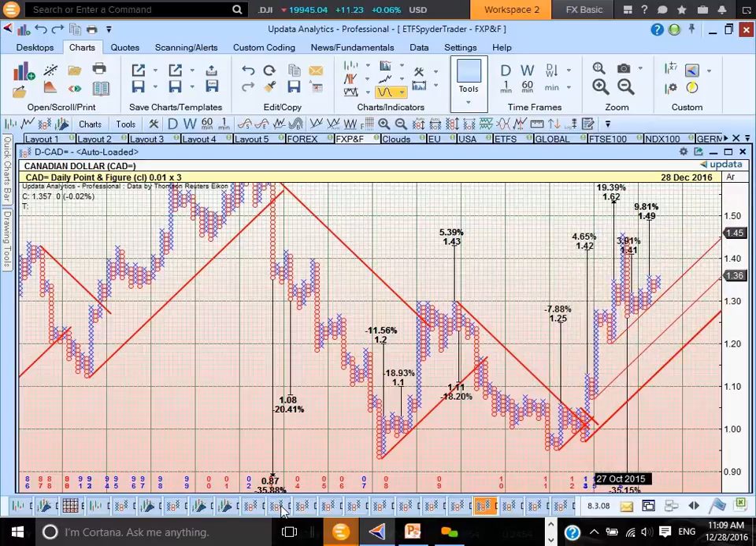That high there needs to be taken out before it activates the other target. But so far, grinding higher with 141, 142, and 145 as the next upside targets.